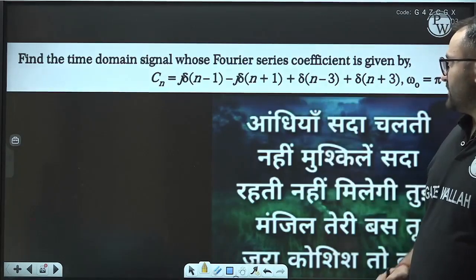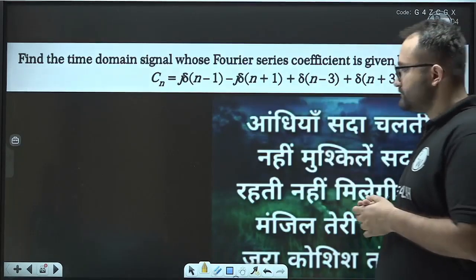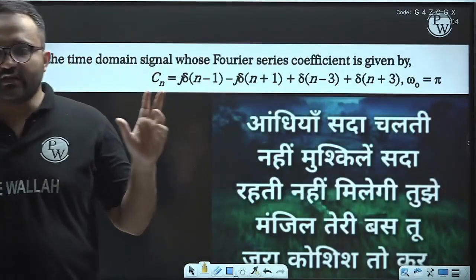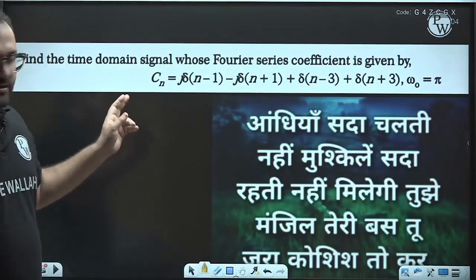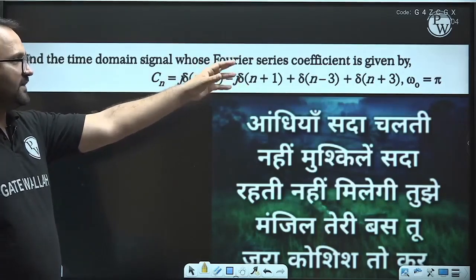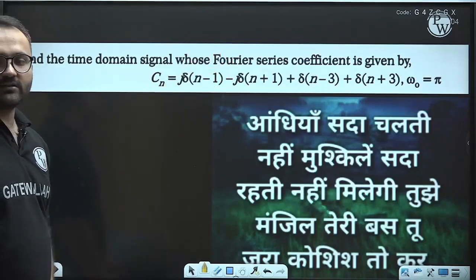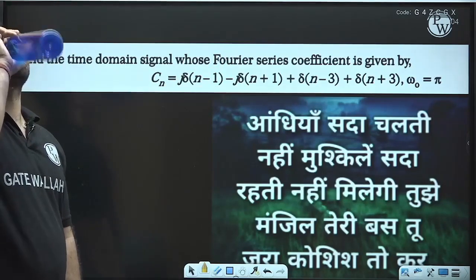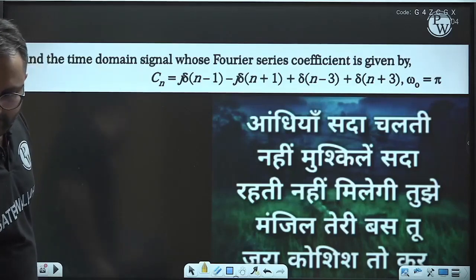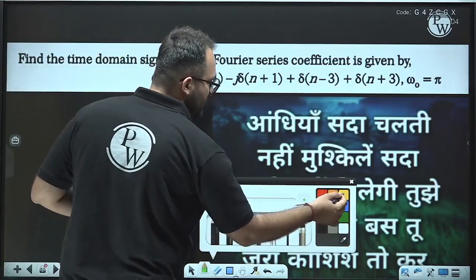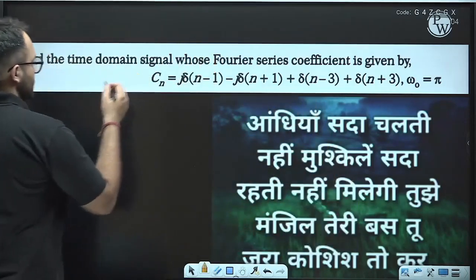One more question based on Fourier series. In this question, the Fourier series coefficients are given to us. Omega naught is given to us as pi. We have to find out the time domain signal. So the Fourier series is given to us and we have to find out the signal.